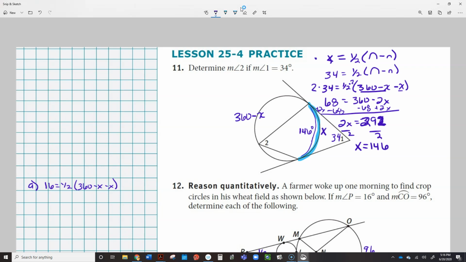And for inscribed angles, the angle is equal to half the arc. So the measure of angle 2 is equal to half of 146, and half of 146 is 73. All right, so the measure of angle 2 is 73. Seemed impossible to find all of those measurements given just that one little piece of information.